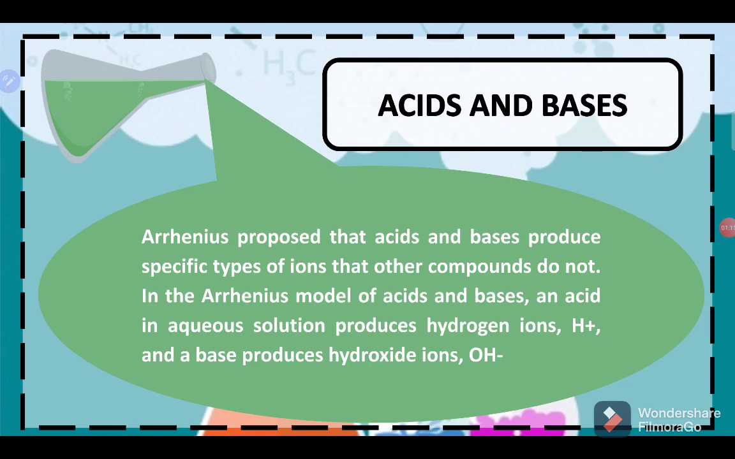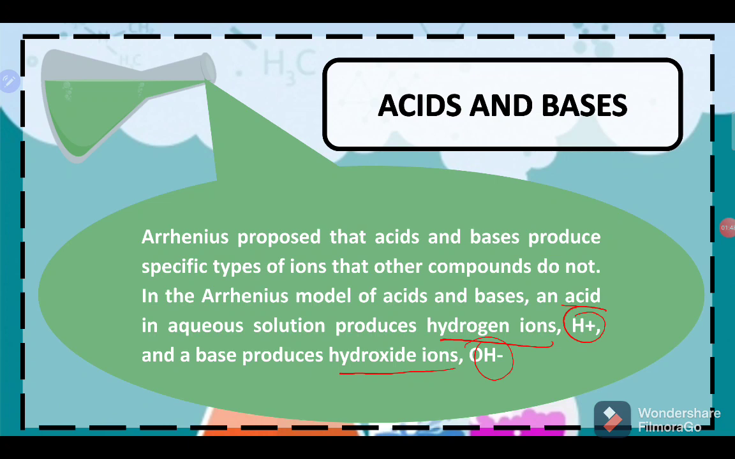In the late 1800s, a Swedish doctoral student named Svante Arrhenius proposed a definition of acids and bases based on his experiments with electrolytes. Arrhenius proposed that acids and bases produce specific types of ions that other compounds do not. In the Arrhenius model, an acid in aqueous solution produces hydrogen ions represented by H+, and a base produces hydroxide ions represented by OH-.